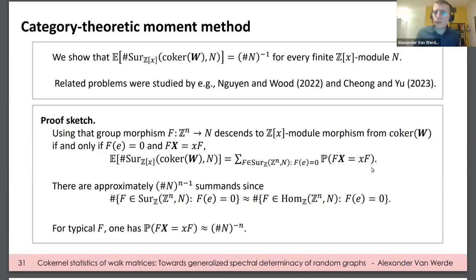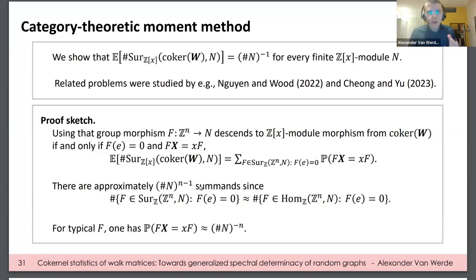All right, and then you want to analyze this. Well, the number of summands here is not too difficult to understand. The number of surjective morphisms is basically the same as the number of homomorphisms. And then we have the constraint that we need to kill the all ones vector. Well, that's going to decrease the number by one factor corresponding to the size of n. So you have the size of this fixed ZX module n to the power n minus 1 summands.